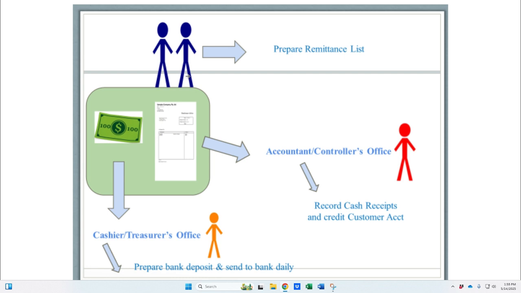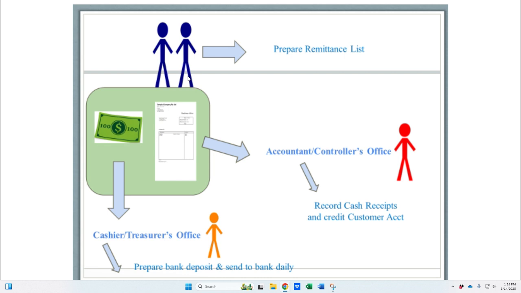What those two people should do as soon as they open the mail or get their cash receipts coming in, they should endorse the checks immediately. So what an endorsement is, you turn the check over and you sign your name on the back of it. So for a company, usually they'll write "for deposit only into account," and then it'll have their account number. And it's typically just a stamp that goes onto the check so that it can only be deposited into that particular account. So the first thing they're going to do is restrictively endorse those checks.